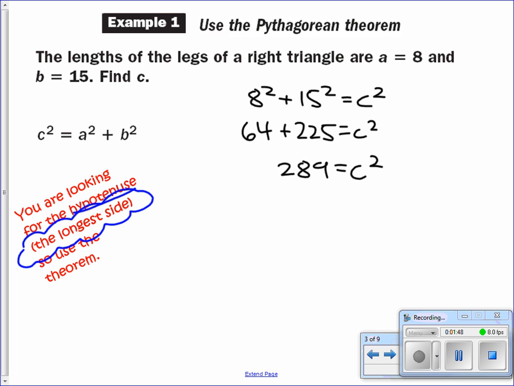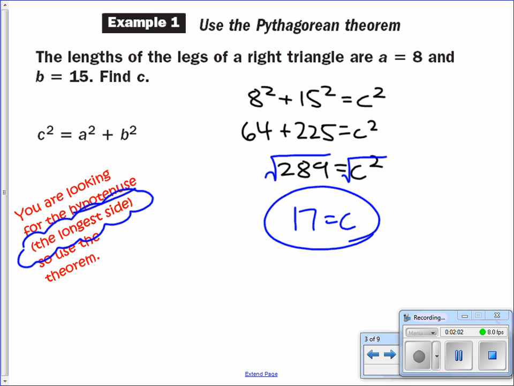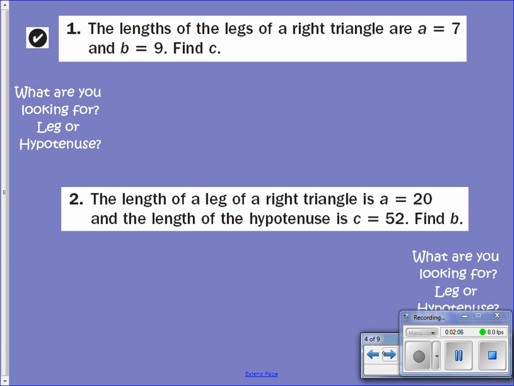I don't need what c squared is. I need the value of c, so I need to get c by itself. And the only way to do that is to undo the squared with a square root. And the square root of 289 is 17. Is 17 the longest side? Yes, it is, and it is our hypotenuse.